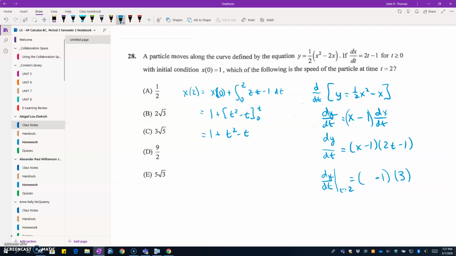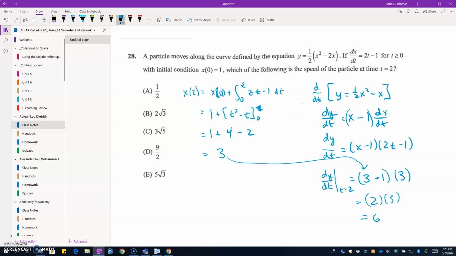But I'm curious at 2. So instead of plugging in a t, I'm plugging in a 2, so I get 1 plus 4 minus 2. So I'm at 5 minus 2, which is a 3. Now if I bring that 3 over here and drop it in, I get 2 times 3, which equals 6. That's dy/dt.